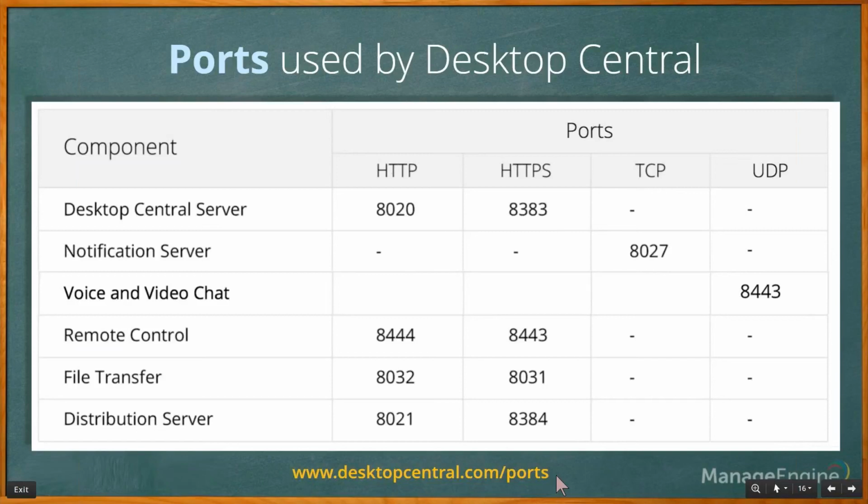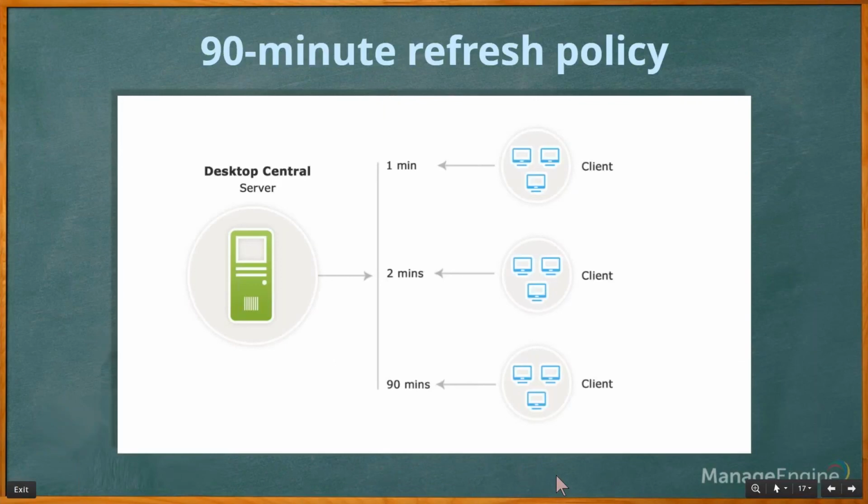Okay, right. So that's all about ports. Let's move further and discuss the 90 minutes refresh policy. Desktop Central's architecture is scalable to manage even large networks, up to 20,000 machines. This is possible because of the 90 minutes refresh policy that we have. So what is this 90 minutes refresh policy? Let me explain this in simple terms. Desktop Central agents will contact the server every 90 minutes. This is called the agent refresh cycle. This feature ensures that all computers in the network contact the server periodically.